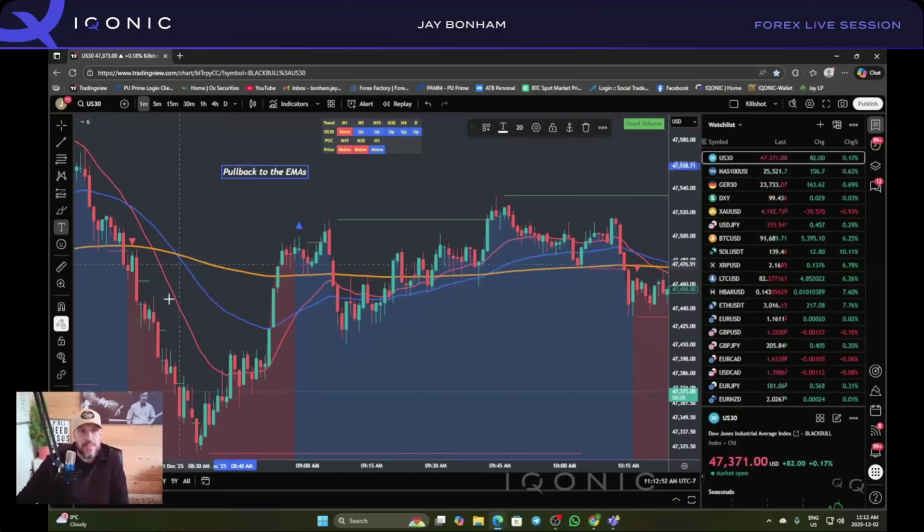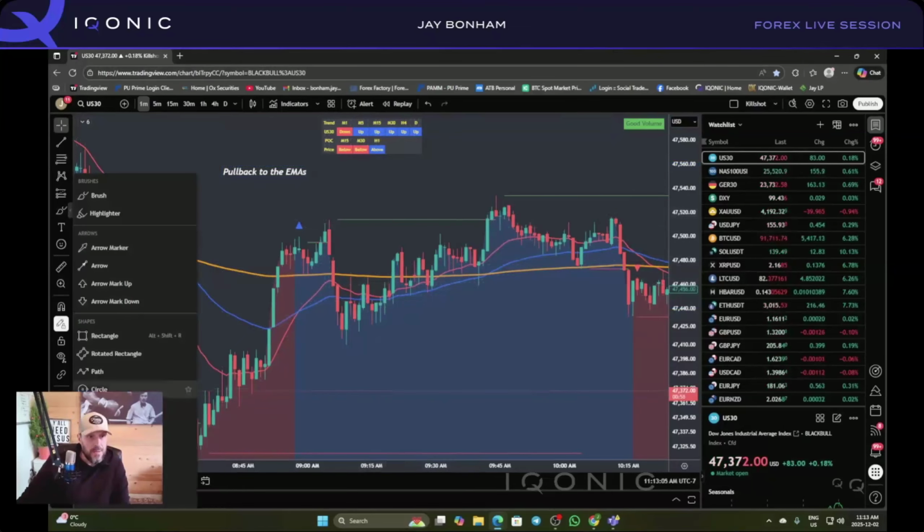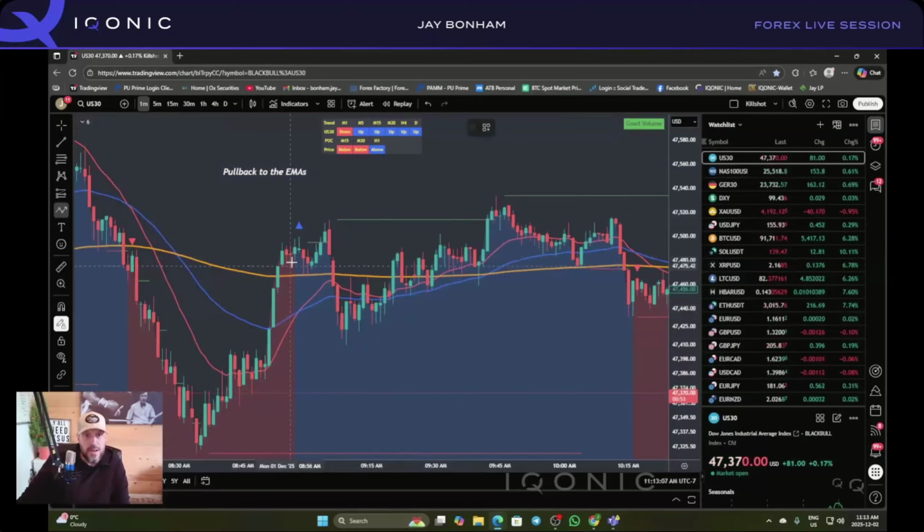Okay, this is a pullback to the EMAs. This, we don't do that. Okay, so the first thing we get is that pullback back to these EMAs, right? You can see it pushes away. We even get that signal, right? And then it pulls back.